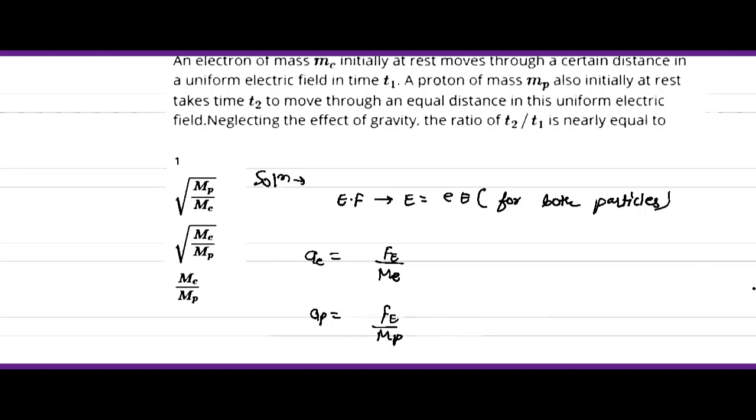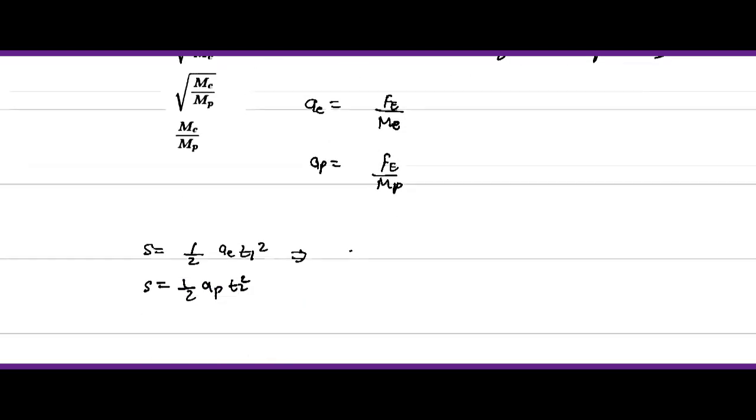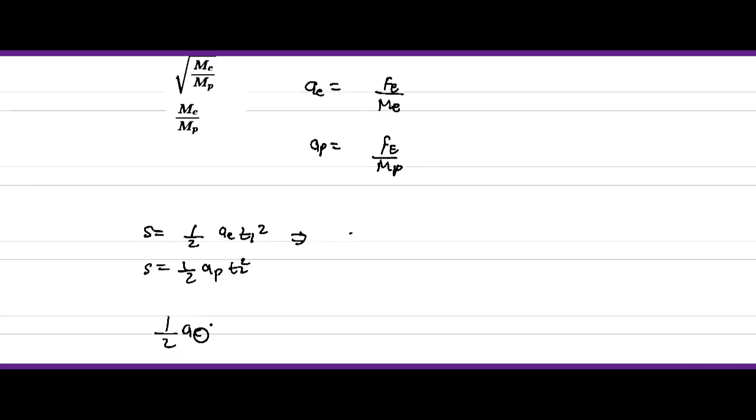Okay, so if we find, S will be equal to half AE into T1 square. And S will also be equal to half AP into T2 square. These both are equal, so half AE T1 square will be equal to half AP T2 square. Okay, so half will get cancelled out.